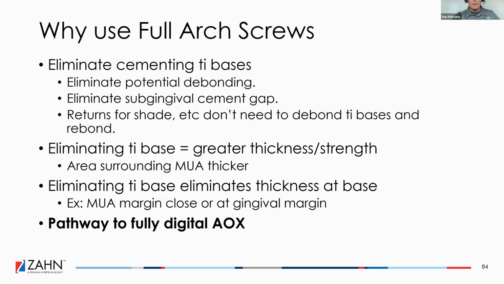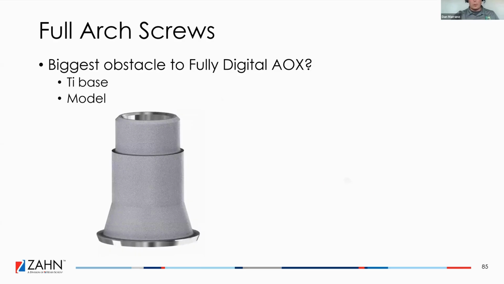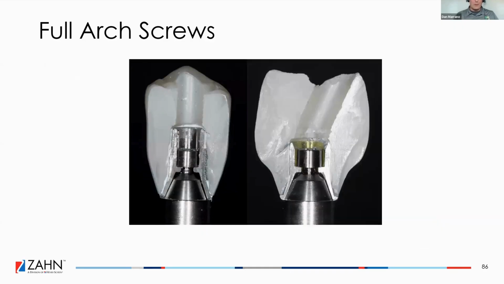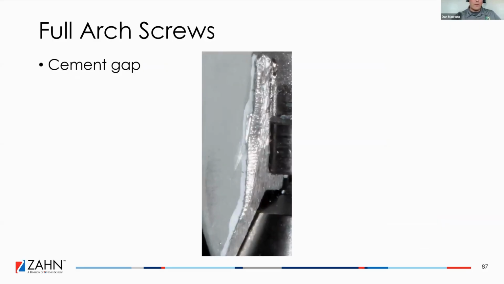And then it's a fully digital pathway to all NX. This is the most important part of any of this really. Because what's the biggest obstacle to fully digital all NX? It's the tie base and the model. And that's really what the tie base struggles with in going with maybe a photogrammetry case, because you don't have a model. There are cement gaps. Even if you choose the thinnest cement gap, when you go to cement these, there's still a gap and it's still moving inside there. You can't really accurately cement these without a model.